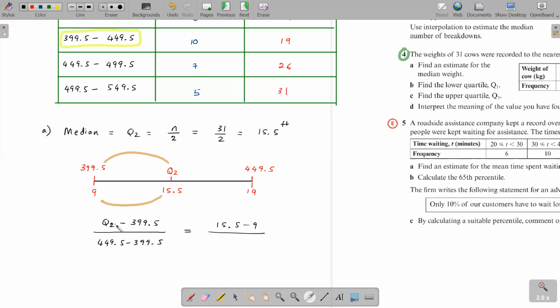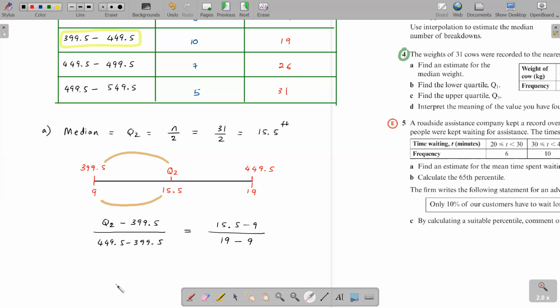Do you see these two? I'm trying to say that these gap ratios are equal: 15.5 minus 9 over what should be the other one. Now for the top side, I took 449.5 minus 399.5. Corresponding to that, from the bottom, it should be 19 minus 9. Guys, what I'm doing here is taking the ratios between gaps and making them equal. What it does is give you the position of Q2, such that whatever ratio you have at the bottom, you will be able to replicate the same ratio at the top.